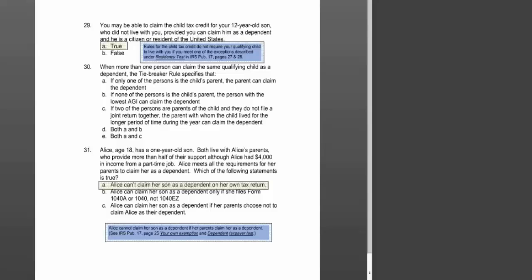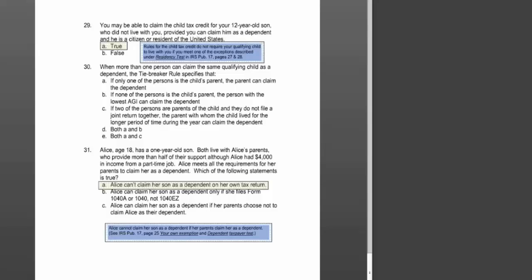So in this situation, let's just imagine a divorced couple, and according to the divorce decree, the non-custodial parent is allowed to claim the dependency exemption, or the custodial parent could release that claim and allow the non-custodial parent to claim the dependency exemption. In this case, you would be allowed to take the child tax credit even though your child does not live with you.